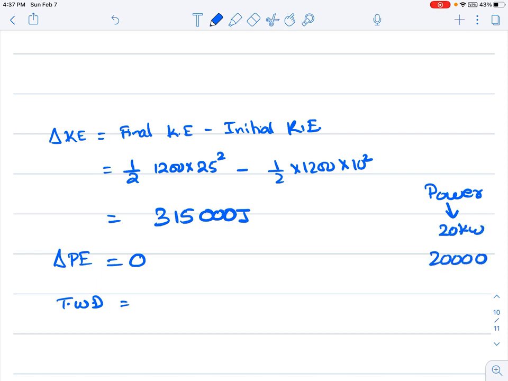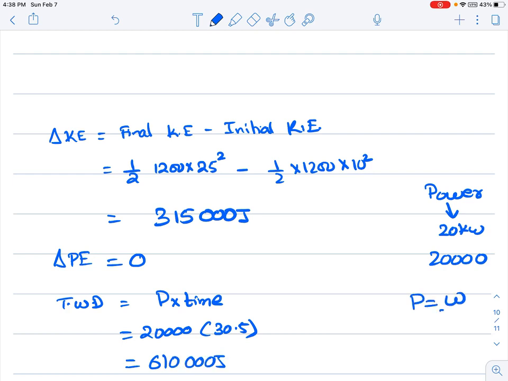Okay, so we know the formula: power times time. Power is 20,000 times time, which is 30.5 seconds. So total work done will be 610,000 joules. Because I use the formula, power is equal to work divided by time, so work is equal to power times time. That formula has been used.